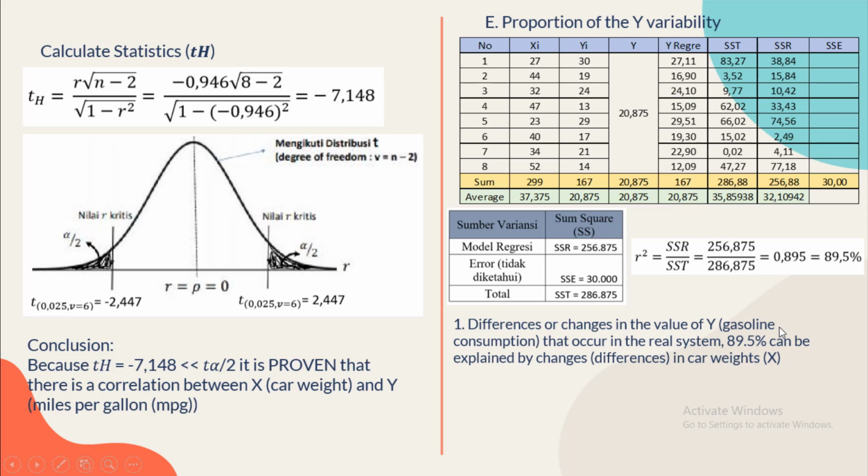So we can conclude that the difference or change in the value of Y, or gasoline consumption, that occurs in the real system, 89.5% can be explained by the change or difference in car weight. And the remaining 100% minus 89.5%, equal to 10.5%, is unknown, and it is a mystery that needs to be re-examined.